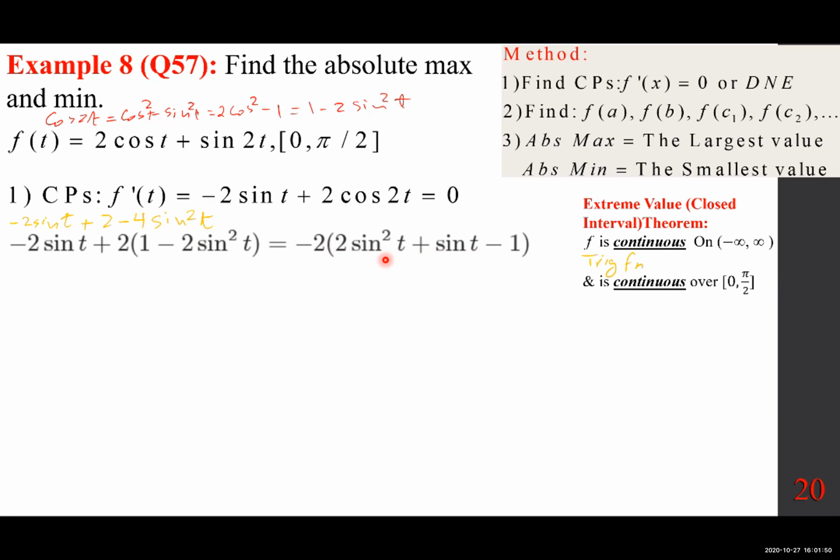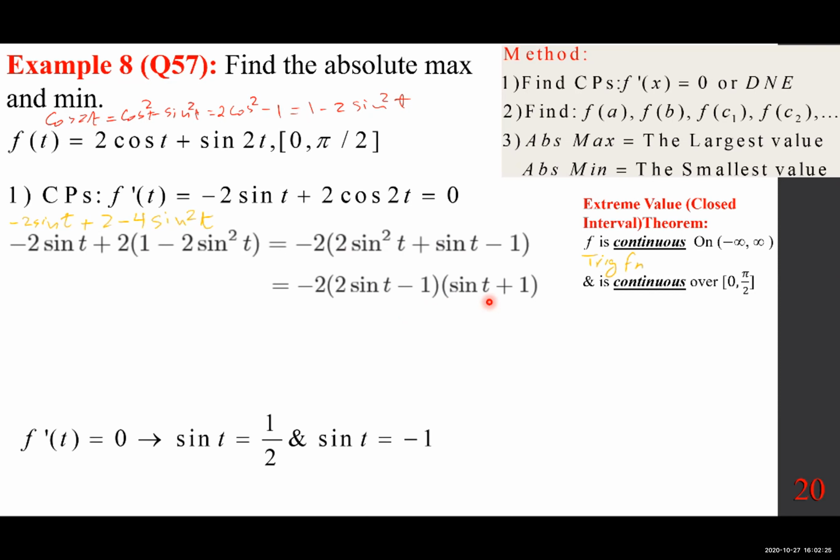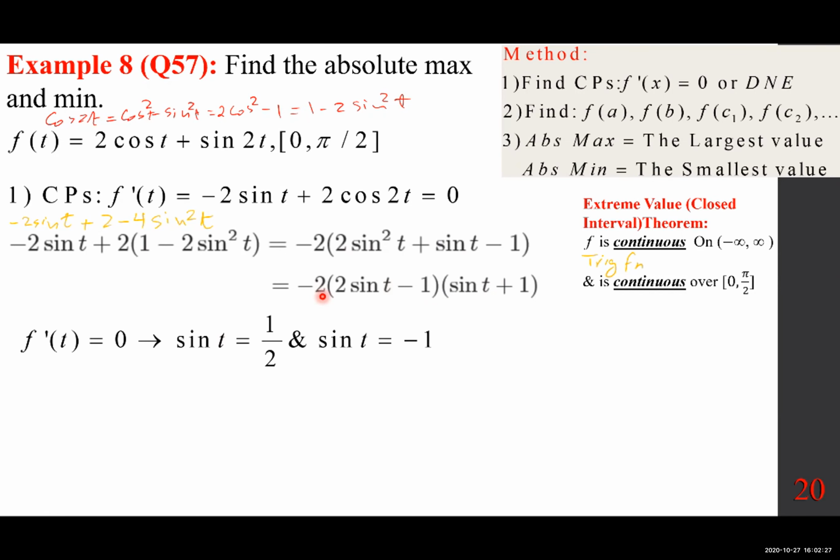Why are we doing that? Because we want to be able to factor it. I hope everybody is comfortable with factoring this. So -2 remains, and you factor this into 2 sine t minus 1 times sine t plus 1. That's a simple factor. We set this equal to 0. That means 2 sine t minus 1 equals 0, and sine t plus 1 is 0. This one means sine t is 1/2, and that means sine t is -1. So each one equal to 0.